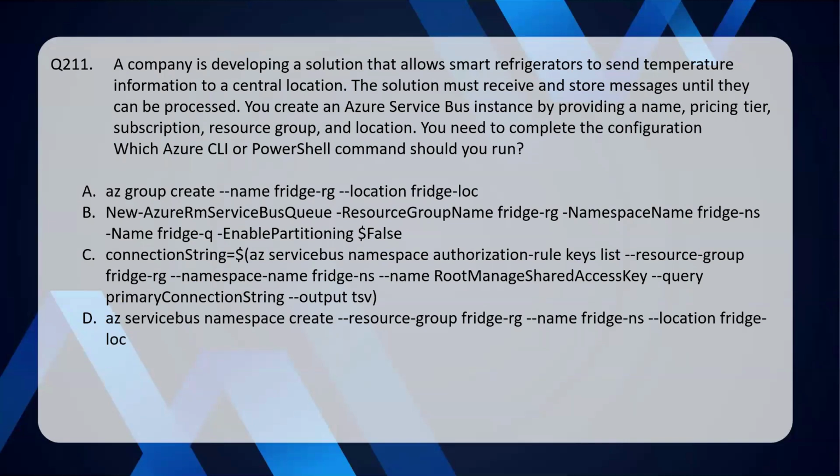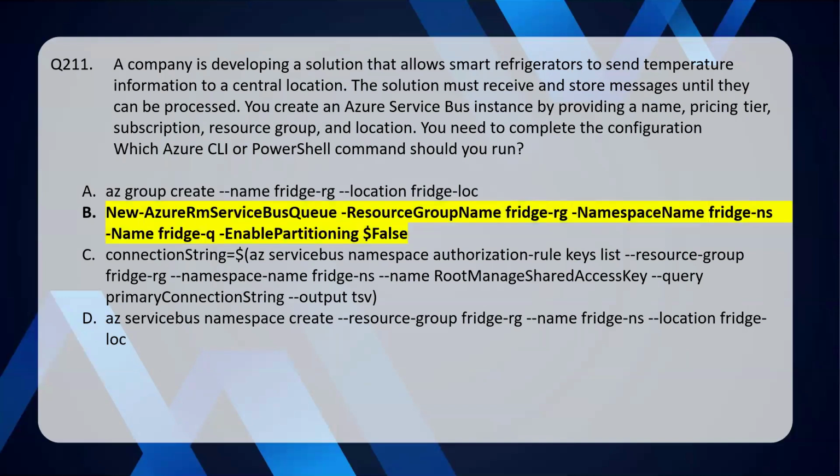Now friends, there are 4 commands in front of you, and you will use the command in option B to create a queue in an existing service bus namespace, which is what we need here. Option A creates a resource group which already exists. Option C only retrieves credentials but does not configure message storage. And option D creates a namespace which already exists.